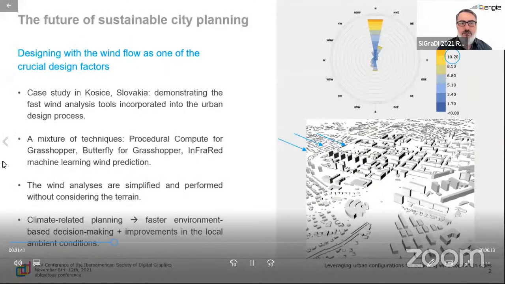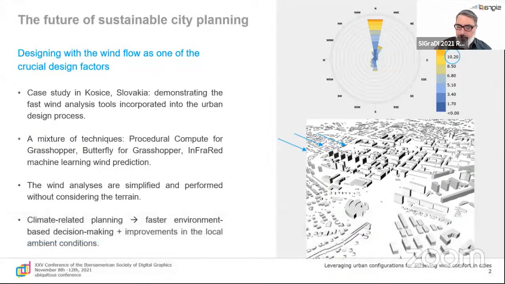Machines for Grasshopper were utilized, particularly Procedural Compute and Butterfly for Grasshopper, basically to verify Infrared, a Python-based machine learning model enabling quick wind prediction. A zone sized 2.5 times 2.5 kilometers was selected to demonstrate the existing wind situation in this larger urban scale.